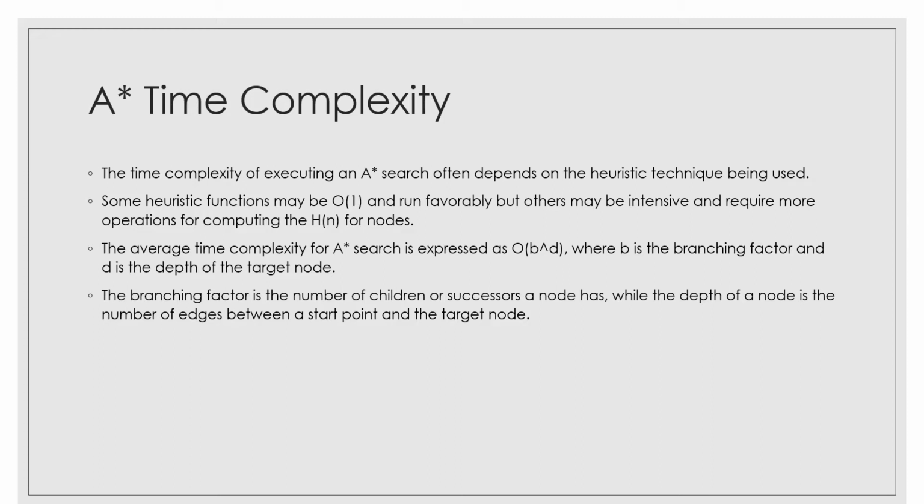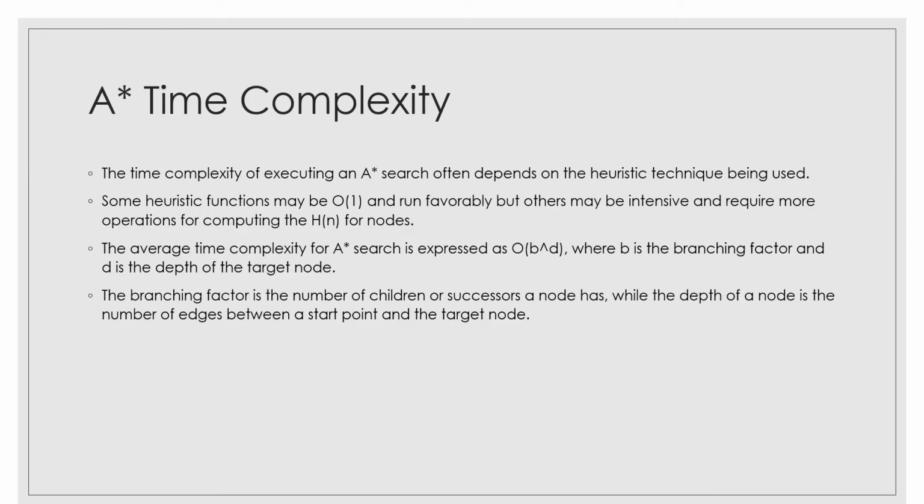Alright, so the time complexity usually heavily depends on the heuristic technique that you're using. Some heuristic functions are O of 1, but others may require a lot of computation, maybe n squared, depending on what you're using, although it might be hard to use an n squared heuristic. But the average time complexity for A-star is usually expressed as O of b to the d, where b is the branching factor and d is the depth of the target node.